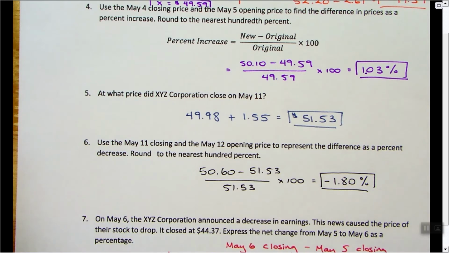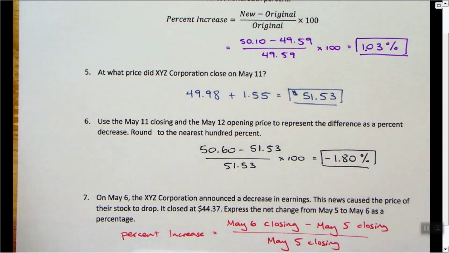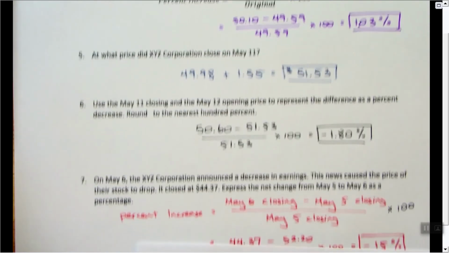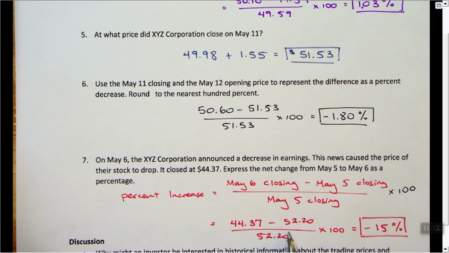So what this would look like as a percent change would look something like this, where we're looking at the May 6th, the new one, closing price, minus the May 5th closing price, divided by the May 5th closing price. I realized that I had missed times 100 here. It's not red, but hopefully you're okay with that. Times 100. And so what we get is plugging this in. So we get 44.37 minus 52.20 divided by the previous 52.20 times 100 is a negative 15%. So the stock dropped by 15% in one day because of this news.